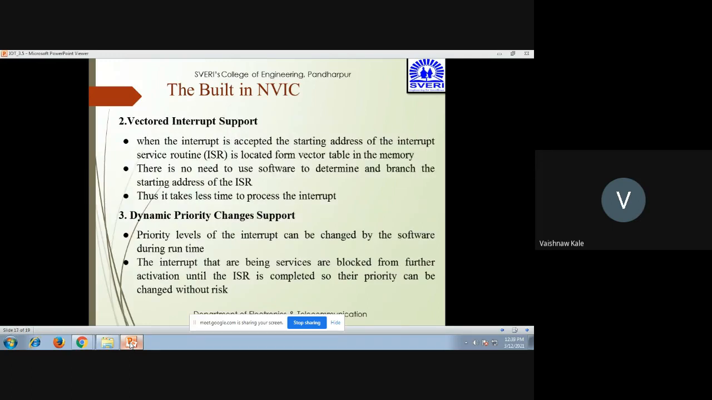When the interrupt is accepted, the starting address of the interrupt service routine is located from the vector table in the memory. There is no need to use software to determine and branch the starting address of the ISR, that is interrupt service routine. Thus, it takes less time to process the interrupt. Then the fourth one is dynamic priority changes support. The priority level of the interrupt can be changed by the software during runtime.